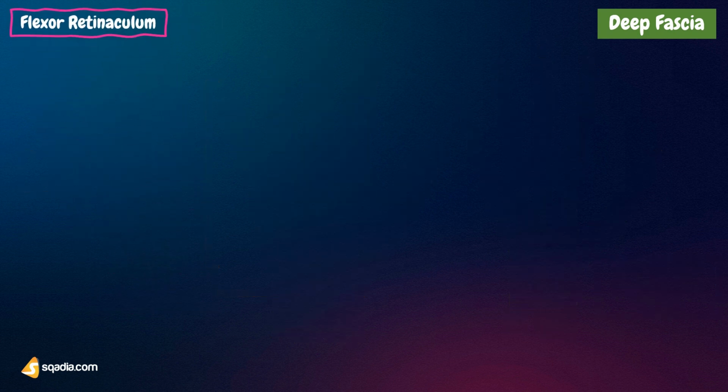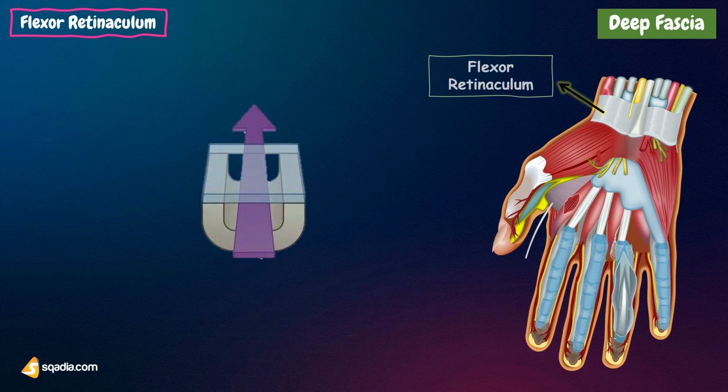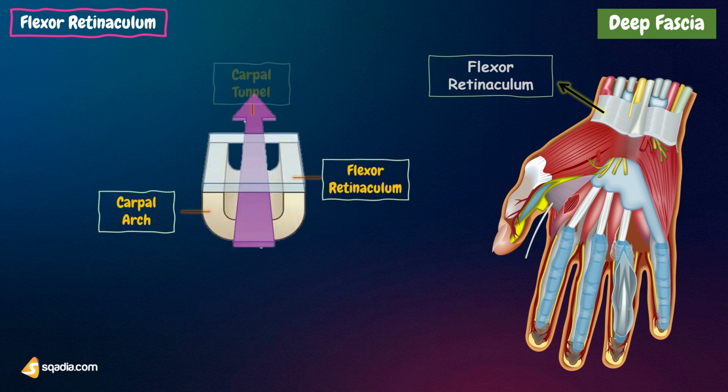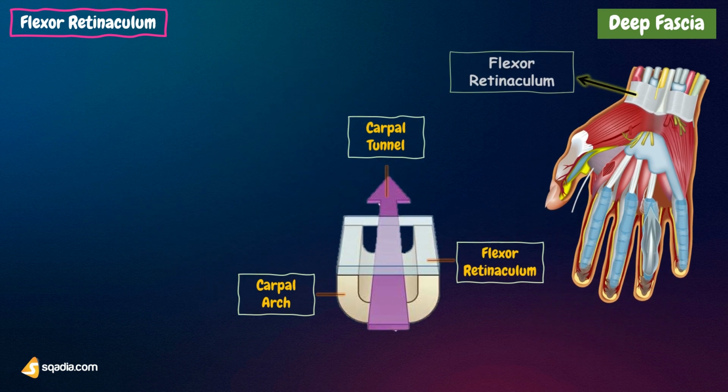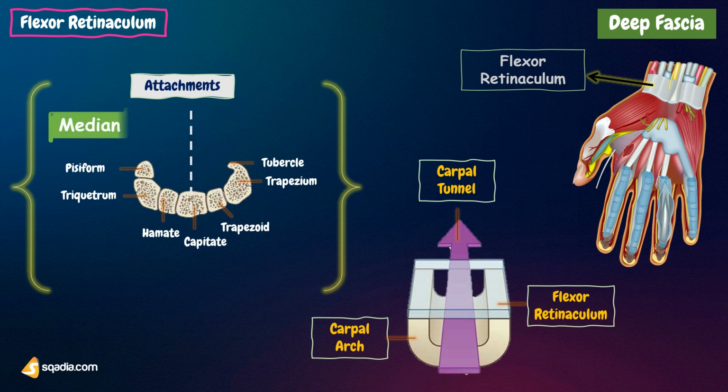Starting with the flexor retinaculum. As mentioned before when we talked about the wrist, the flexor retinaculum is a strong fibrous band which bridges the anterior concavity of the carpus and converts it into a tunnel, the carpal tunnel. If we look at the attachments, it is medially attached to the pisiform bone and the hook of the hamate, and laterally to the tubercle of the scaphoid and the crest of the trapezium.